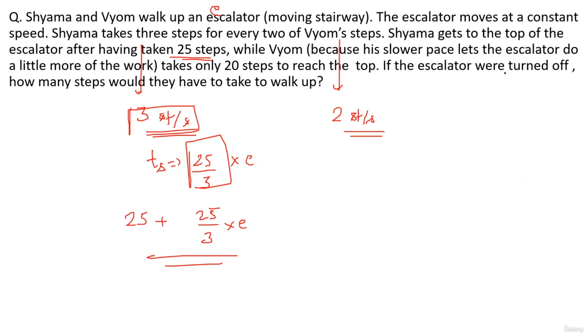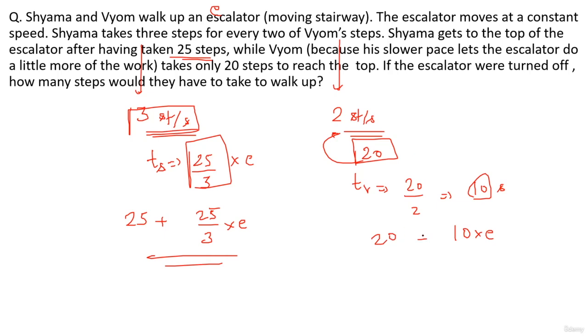On the same grounds, Vyom, because he has a slower pace, lets the escalator do a little more work and takes only 20 steps. So Vyom is taking only 20 steps at the rate of 2 steps per second. What is the time for which Vyom has moved? 20 upon 2, which is 10 seconds. Now in these 10 seconds, how much would the escalator have traveled? 10 multiplied by e. Vyom has traveled 20 steps. So the total steps is how much Vyom moved plus how much the escalator pushed: 20 plus 10 times e.